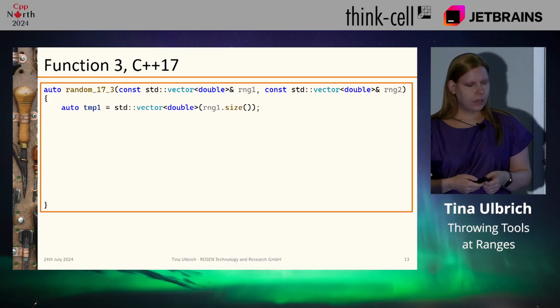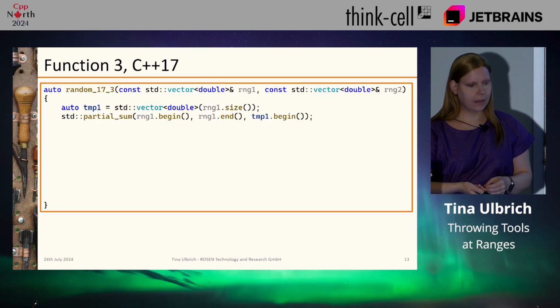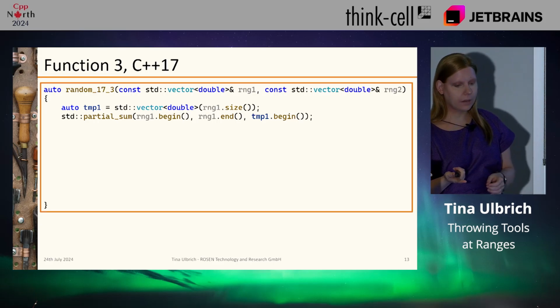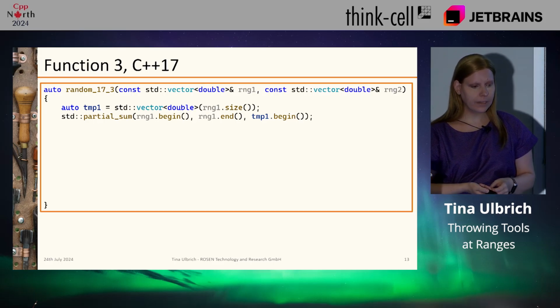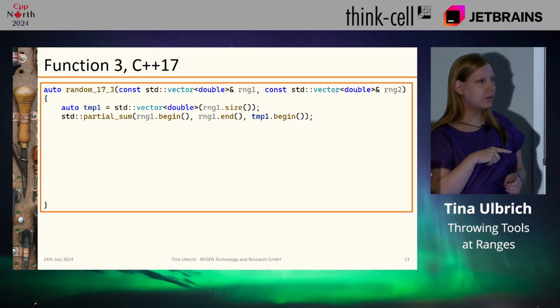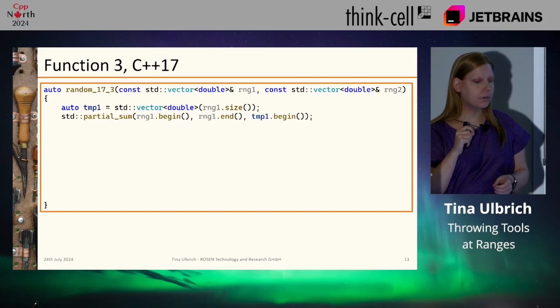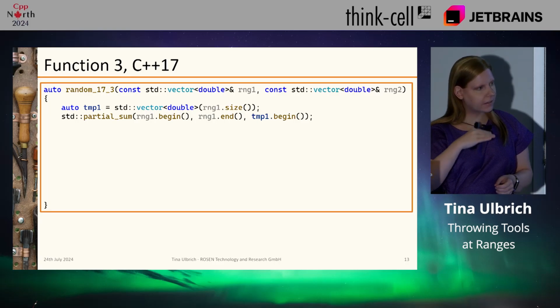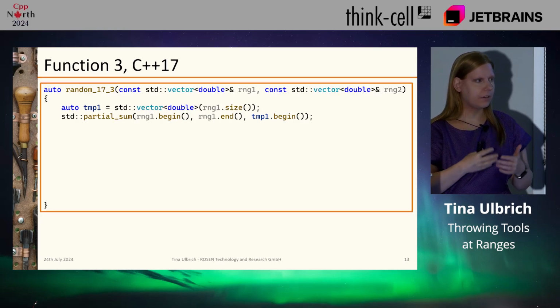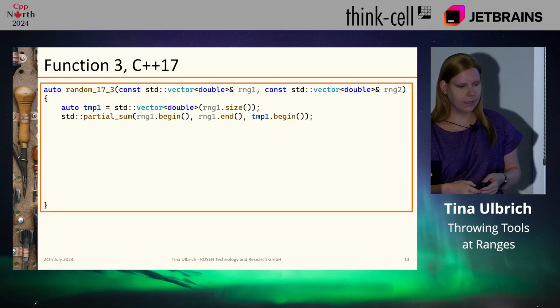What I do in C++17 is basically the same. I have a temporary vector. I have a partial sum version in the standard library that I'm going to use here. As I said, I didn't want to use this in the C++23 version. I could have, but I wanted to have everything lazy until the inner product. And this is also eager, and I didn't want to have it evaluated at this point.